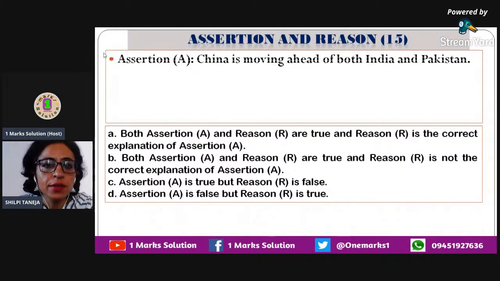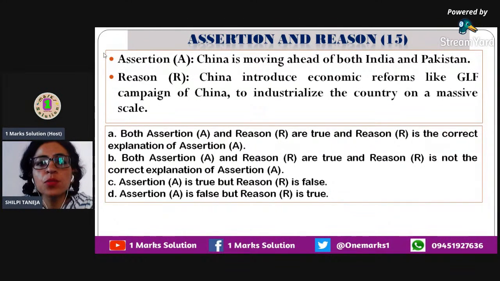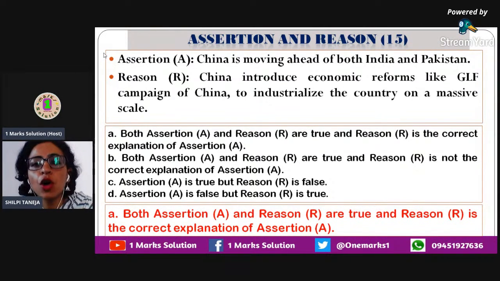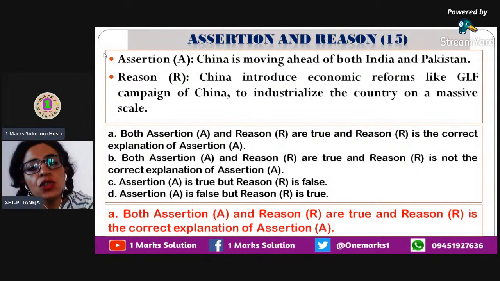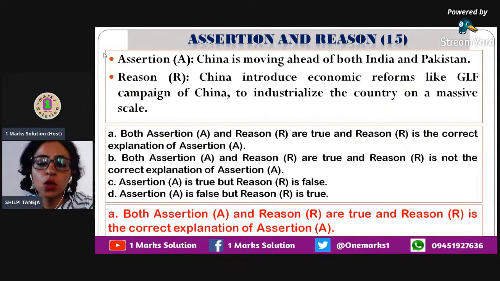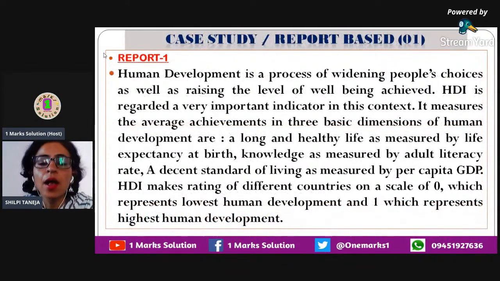Next question says, assertion, China is moving ahead of both India and Pakistan. True. Reason, China introduced economic reforms like GLF campaign of China to industrialize the country on a massive scale. That's why they had initially started growth in their GDP, because they had introduced the GLF campaign, right? So reason is the correct explanation of assertion. We'll go for option A in this.